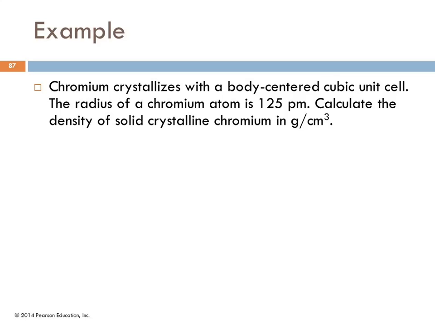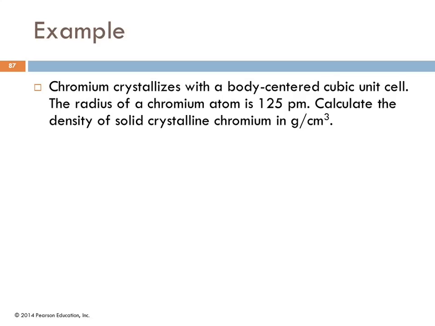Now we get into all kinds of crazy problems. So chromium crystallizes with a body-centered cubic unit cell. The radius of a chromium atom is 125 picometers. Calculate the density of solid crystalline chromium in grams per cubic centimeters. How are we going to do that?